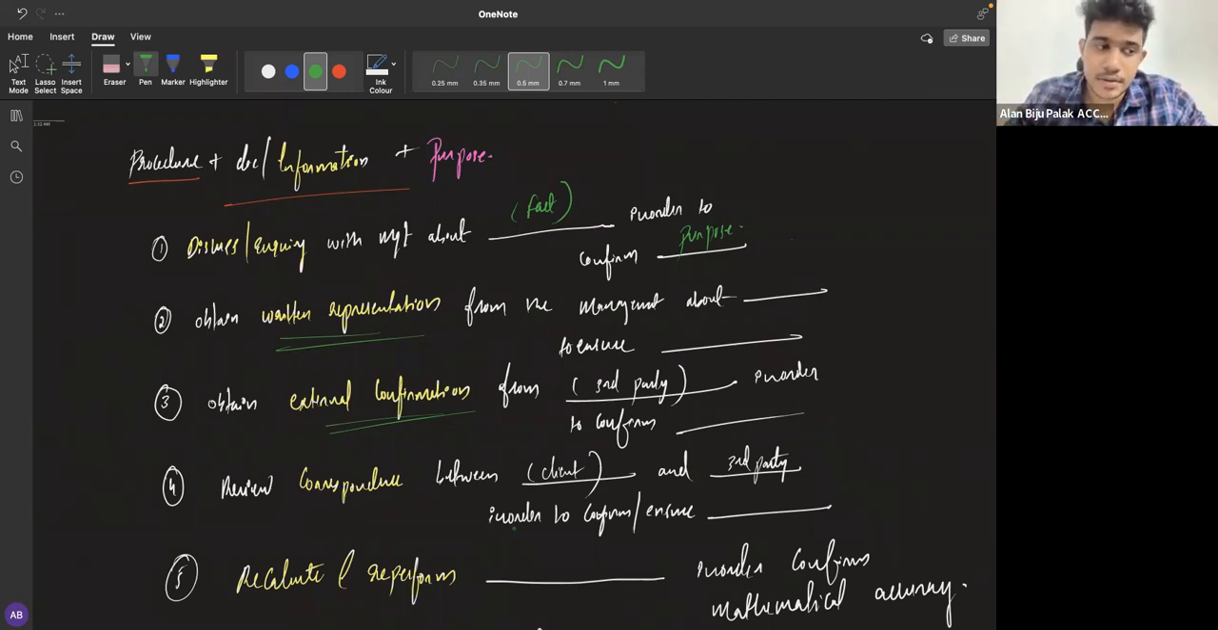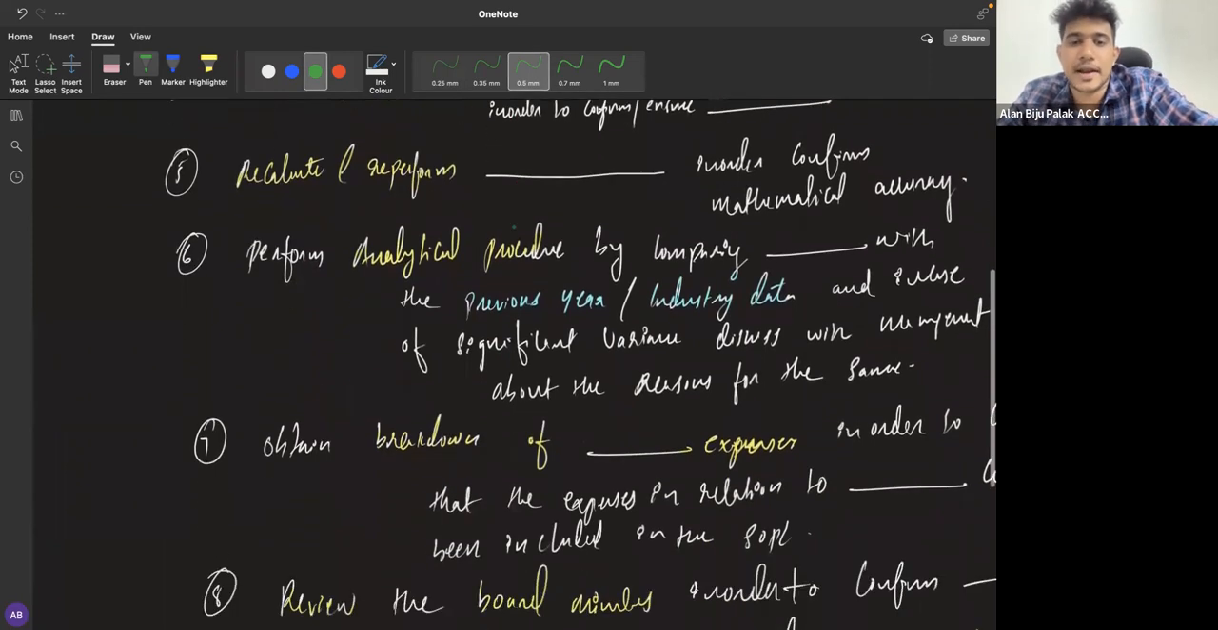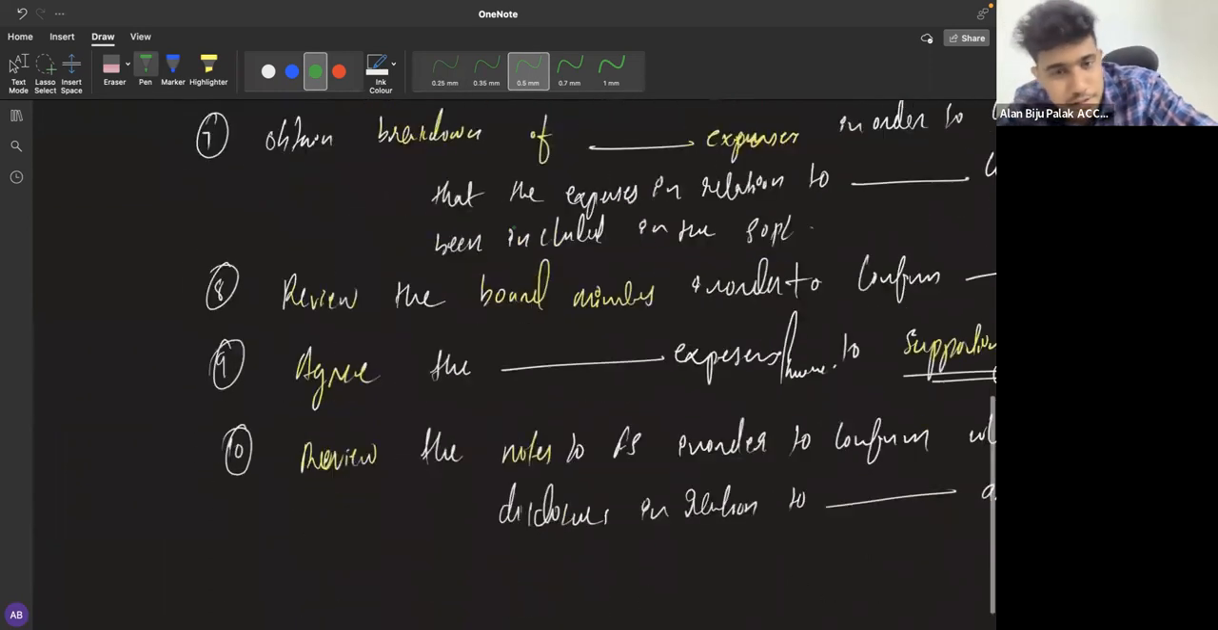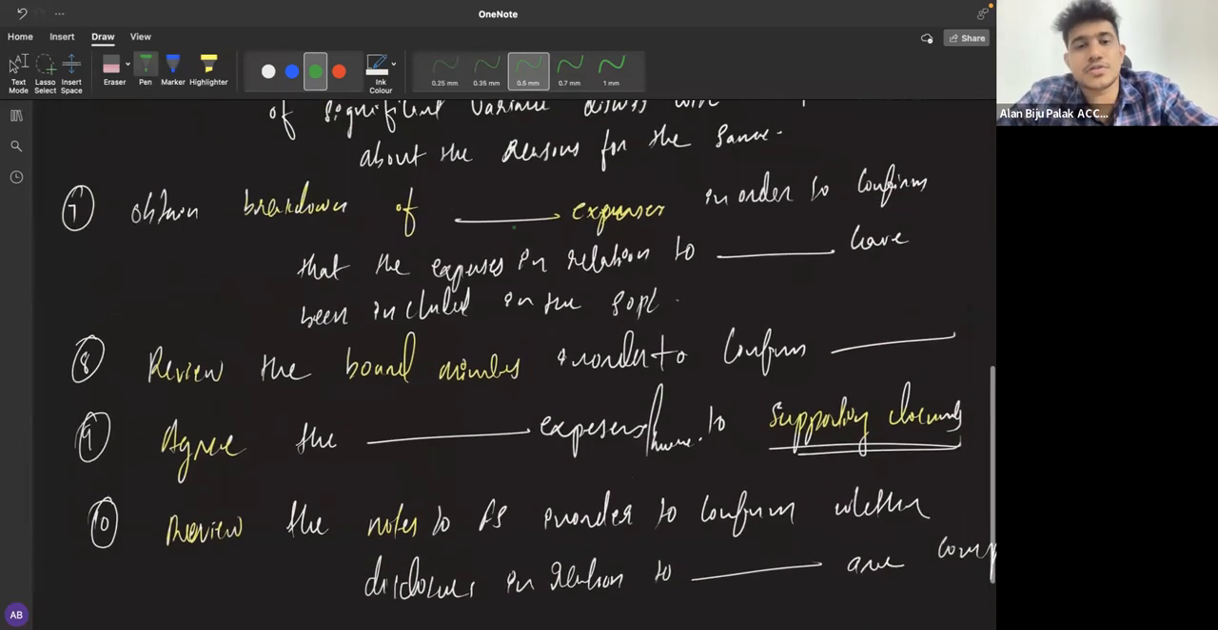Okay, so just keep this one in mind. Whenever you get a scenario specific point, this question should be there in your mind and you should be asking these same questions to the examiner. So you should be asking whether there is any possibility for having a discussion with the management, obtaining written representation, getting external confirmation from some third party, reviewing correspondence between two persons, recalculating or reperforming any calculation, performing analytical procedure, obtaining breakdown of expenses, reviewing board minutes, agreeing something to the supporting documents, and reviewing the notes of financial statements.